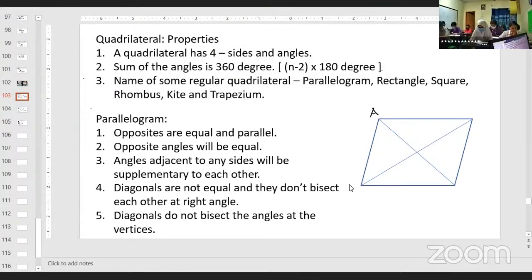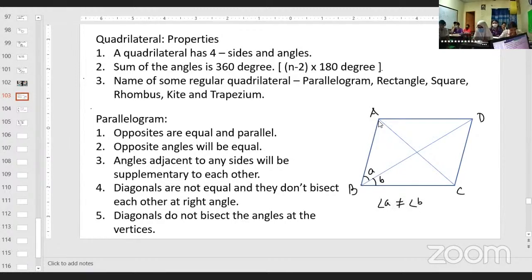So if our parallelogram is ABCD, and if this angle is A and this is B, and angle A is not equal to angle B, I mean the diagonal doesn't bisect this angle at the vertices.